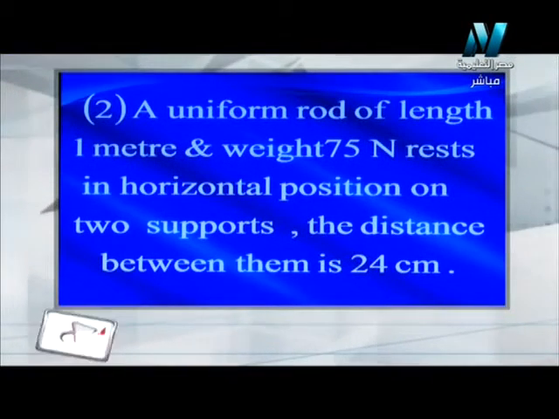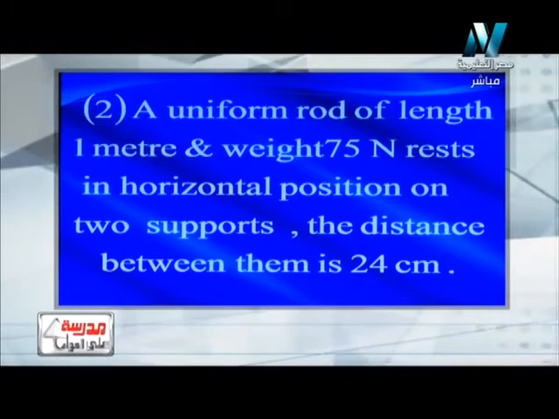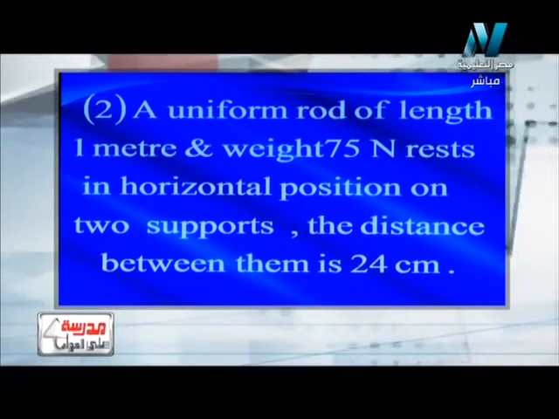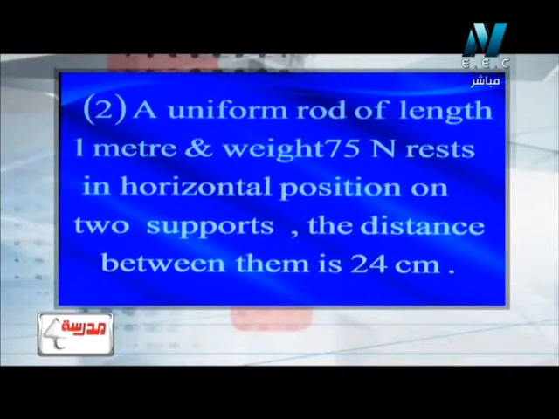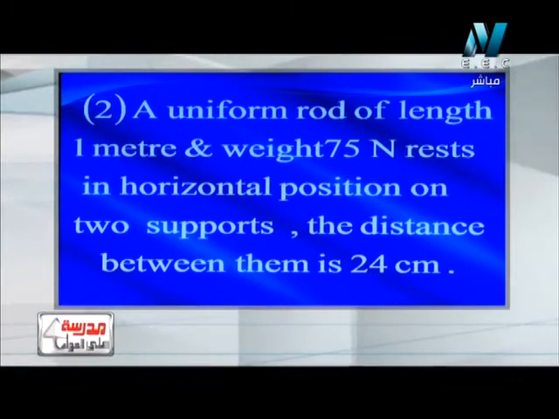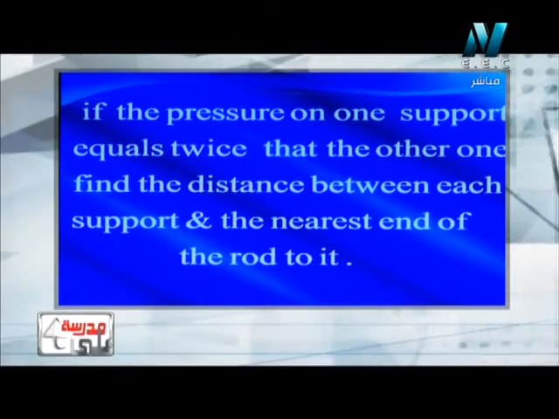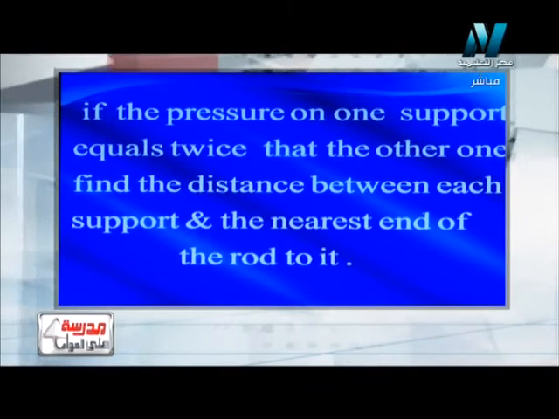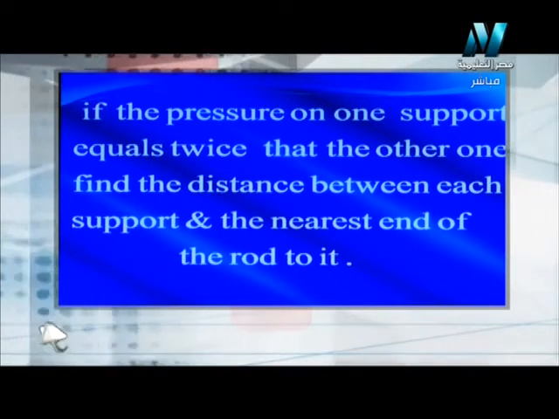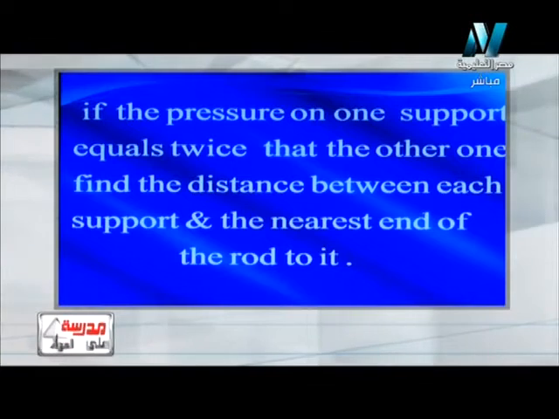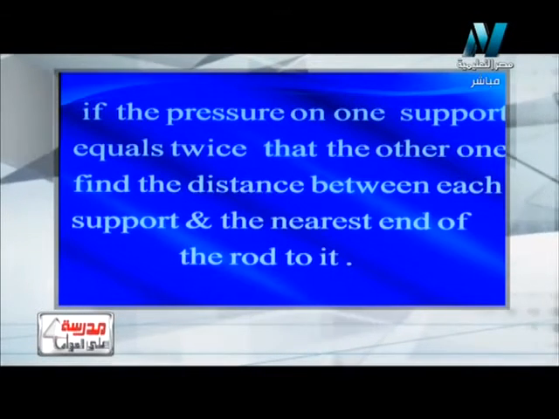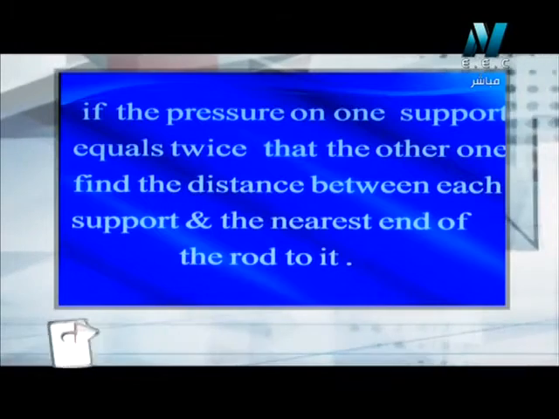All right, let's move to another example. This one says a uniform rod of length 1 meter and weight 75 Newton rests in horizontal position on two supports. The distance between them is 24 centimeters. If the pressure on one support equals twice that of the other one, find the distance between each support and the nearest end of the rod to it.